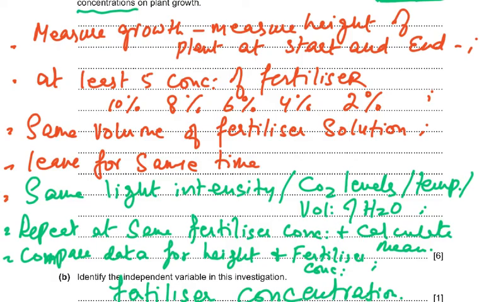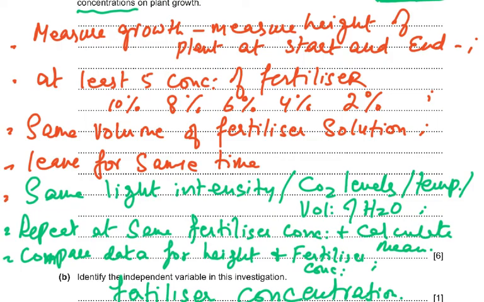So in one of them, you've added 10% fertilizer and you've added 5 ml of that. Please understand, volume is measured in ml or cm cube, and mass is measured in gram or milligram. Length is measured in millimeter or centimeter.